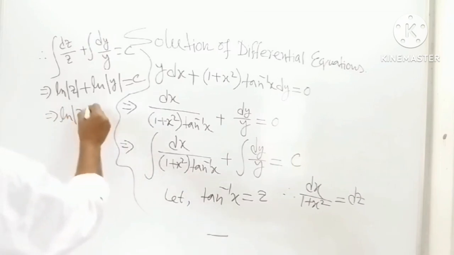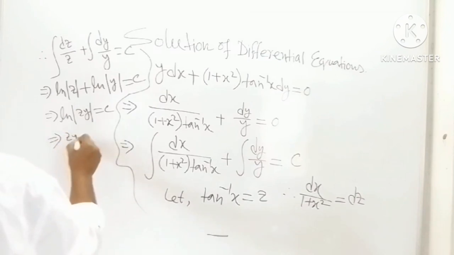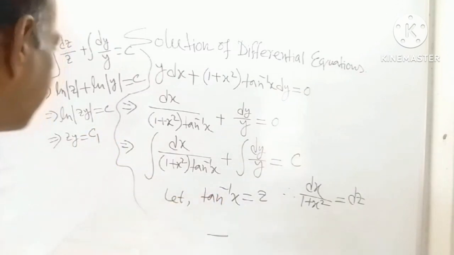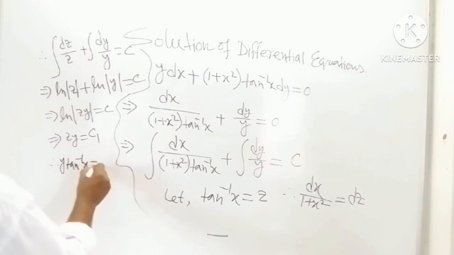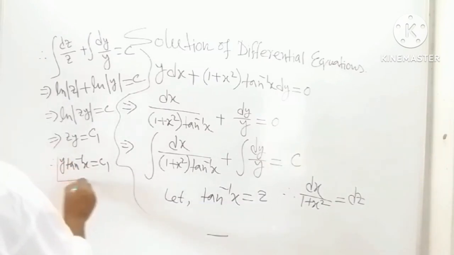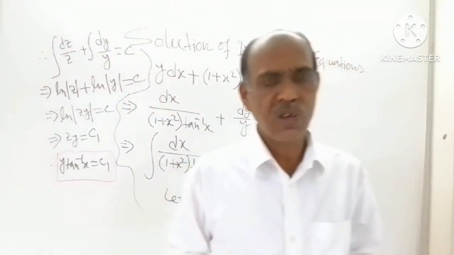Then this is log of zy is equal to C, and therefore zy is equal to e to the power C, that is equal to a new constant, say denoted by C1. And z is tan inverse x. So here y into tan inverse x is equal to C1. This is the answer to the given problem: y tan inverse x is equal to C1. So you can see that the solution was so easy.